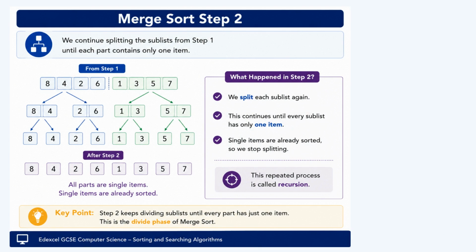Single items are already sorted because they contain only one value. This repeated splitting process is called recursion. Recursion means repeating the same process again and again on smaller parts of a problem.